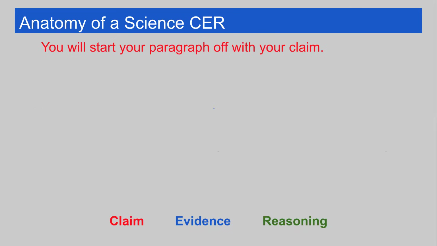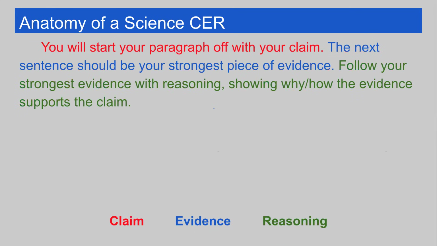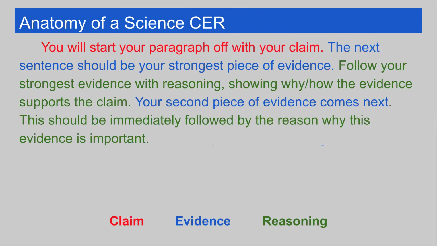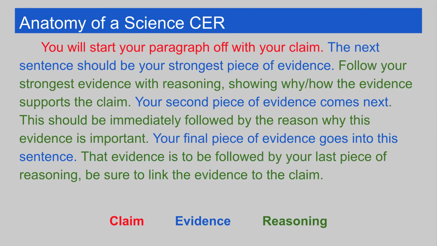So here is the basic format of a science CER paragraph. You start your paragraph off with your claim. The next sentence should be your strongest piece of evidence. Follow your strongest evidence with reasoning, showing why or how the evidence supports the claim. Your second piece of evidence comes next. This should be immediately followed by the reason why this evidence is important. Your final piece of evidence goes into this sentence. The evidence, again, should be followed by the last piece of reasoning.